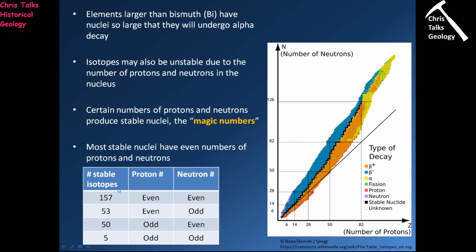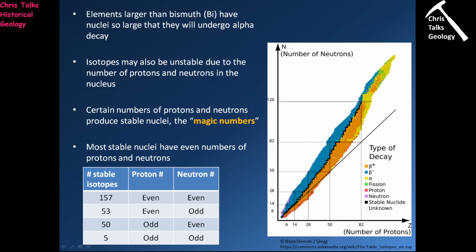So if we look at this table here, we can see these are stable isotopes. You can see these are the number of stable isotopes: 157, 53, 50, and 5. What we're going to look at is the numbers of protons and neutrons. You'll notice that the most stable isotopes have even numbers of protons and neutrons. Having an even number of either protons or neutrons is a good thing in terms of stability. When you have even numbers of both, it's an excellent thing in terms of stability. So most stable isotopes have even numbers of protons and neutrons.